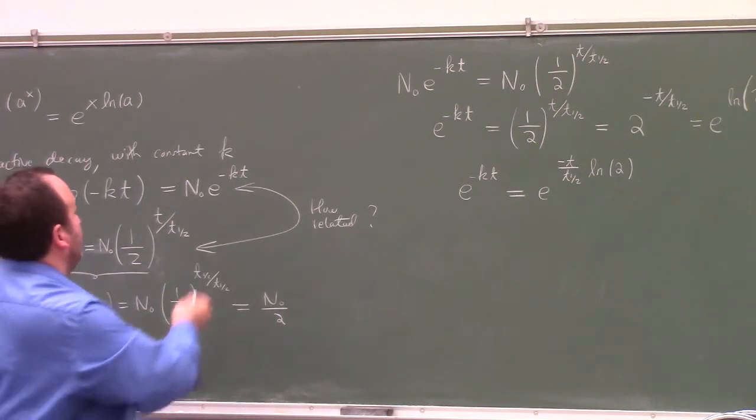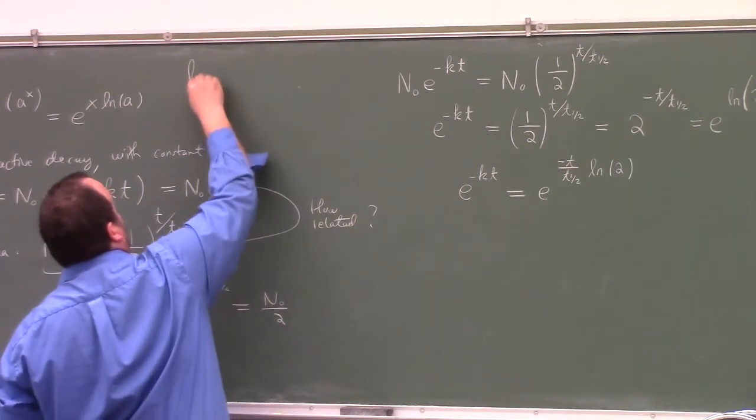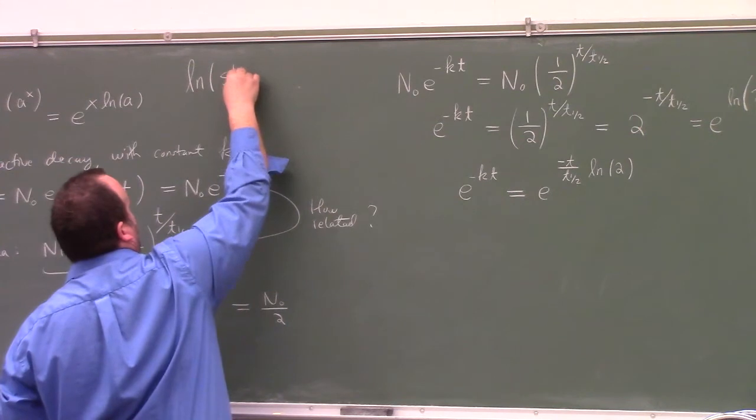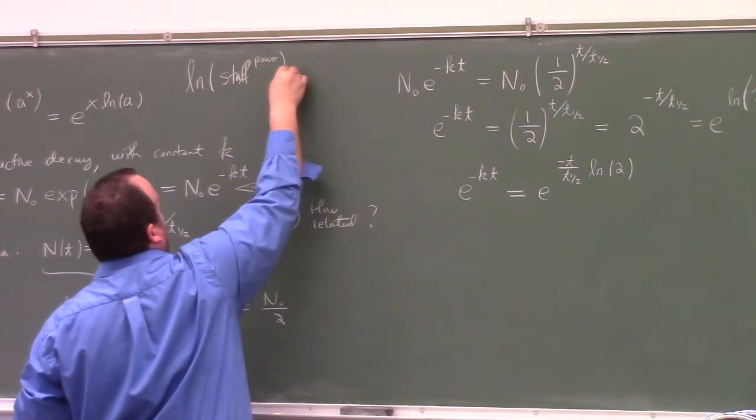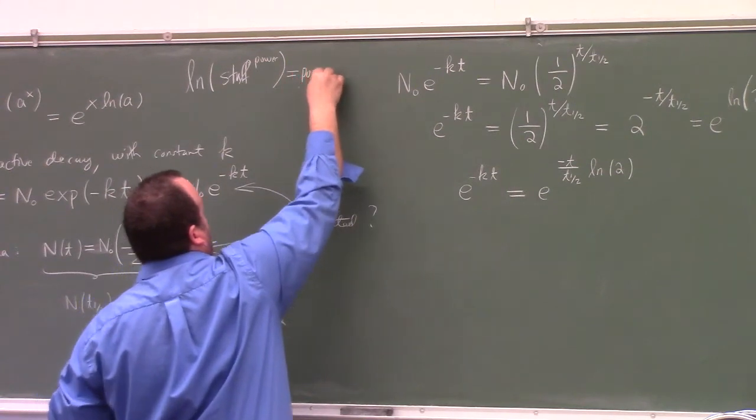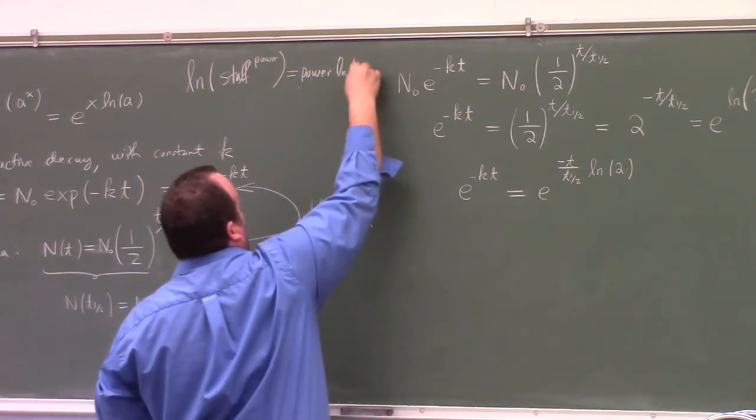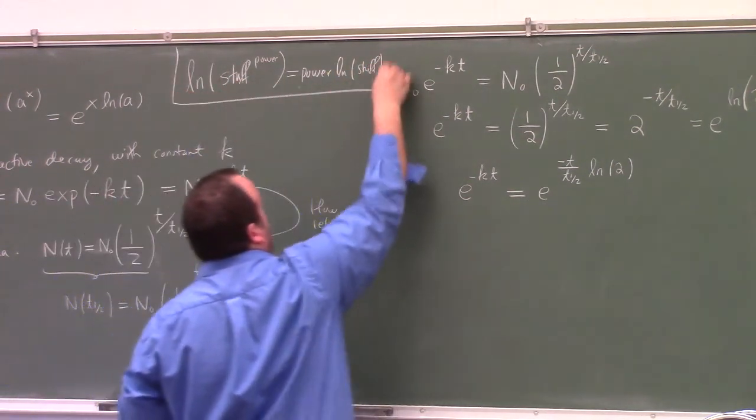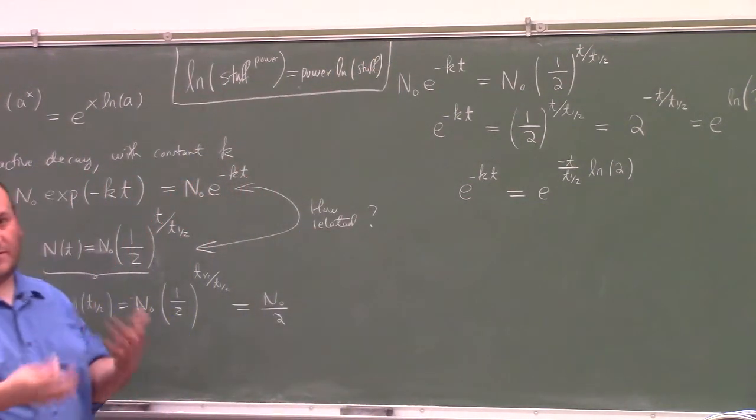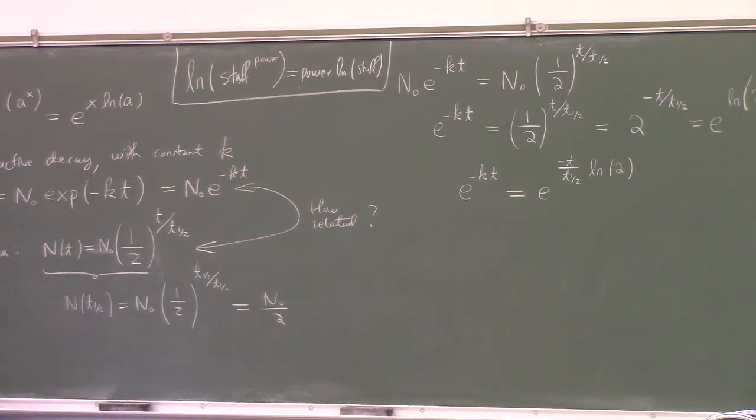So one of the things I keep using is this: the natural log of stuff to a power is equal to power times the natural log of stuff. So that's one of our properties of logarithms that we're going to use again and again. We can pull powers out.